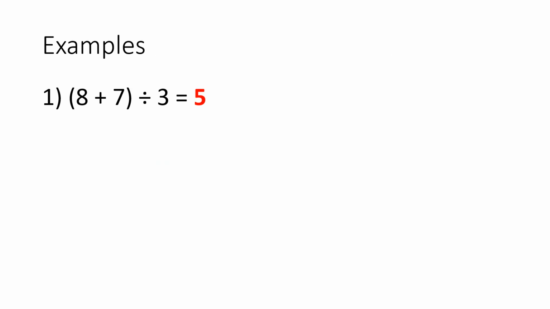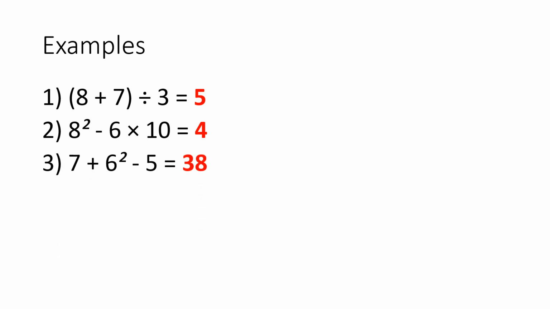So here are a few examples for you. In the first question, 8 plus 7 in parentheses divided by 3 is equal to 5. So in the parentheses, 8 plus 7 we have, which is nothing but 15, divided by 3 is 5. The second one, 8 square minus 6 into 10. As per the steps, first we need to go for the exponent. So 8 square is 64, minus 6 into 10 is 60, equal to 4.